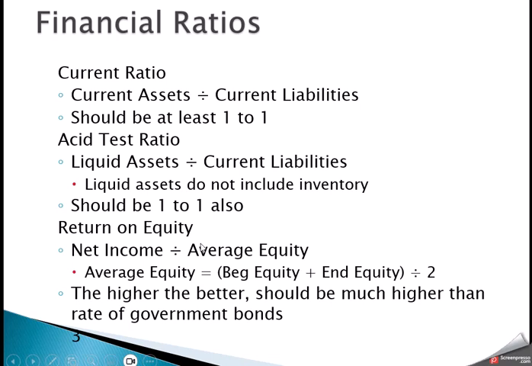Our return on equity is our net income divided by our average equity. And our average equity we would compute by taking the beginning balance plus the ending balance and divide by 2. So we'll have to do that little bit of math first, then divide that into net income. And the higher the better.